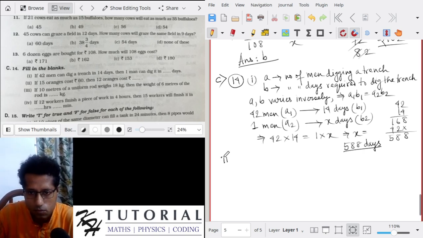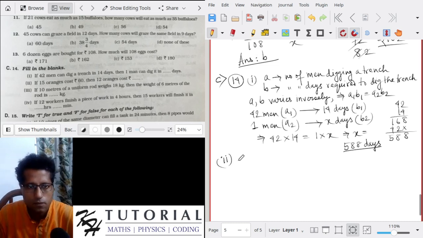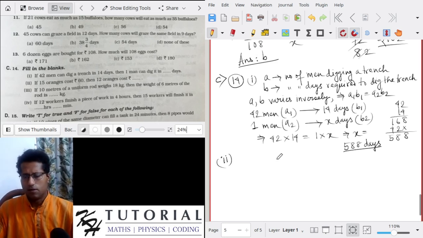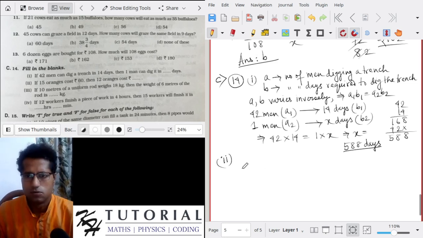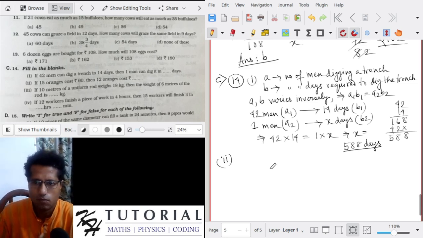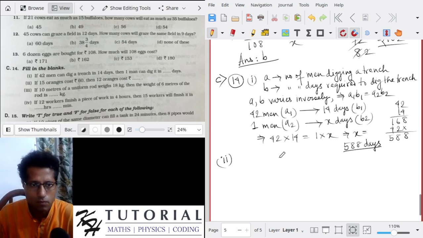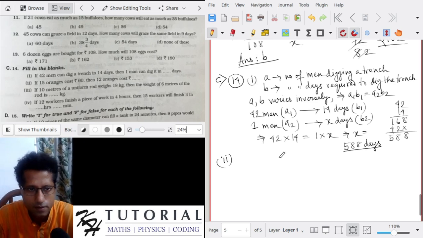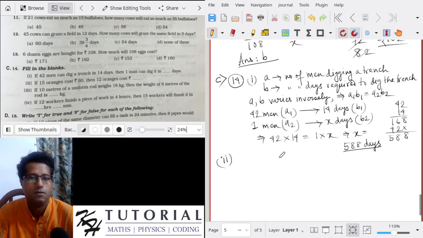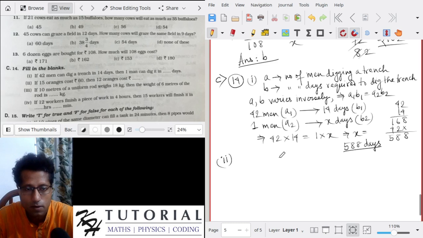Let's do part 2. If 15 oranges cost rupees 60, then 12 oranges cost. Okay, so I will not solve the problems writing all the steps. I will speak and hope you will understand. Now the quantities are number of oranges and cost. Definitely if there are more oranges, the cost will be more. So the number of oranges and the cost are in direct proportion, that is they vary directly.